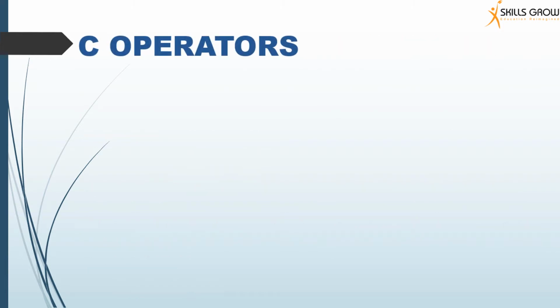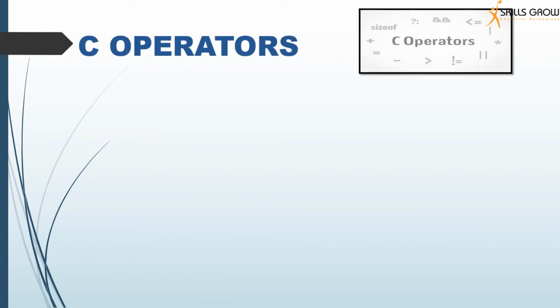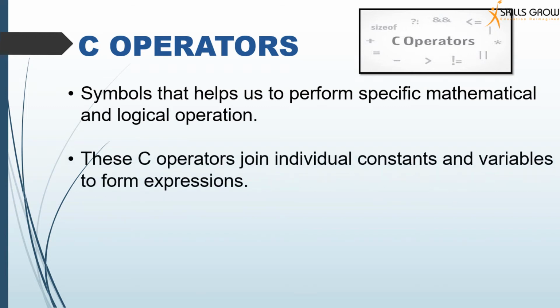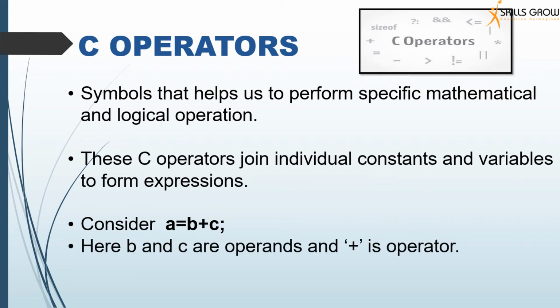Let's move on to our next topic, operators in C programming. Symbols that help us to perform specific mathematical and logical operations are known as operators. These operators, when combined with constants and variables, form an expression. Consider the expression a = b + c. Here, b and c are operands and plus is an operator.